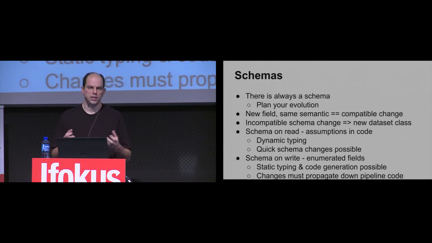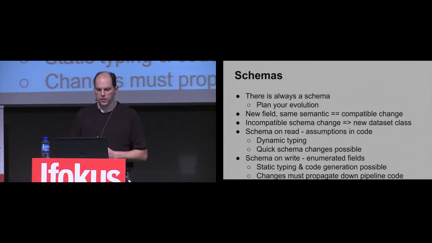Schemas. A schema is essentially the enumeration of different types of fields in your records. There's a word called schemaless, but there's no such thing as a schemaless data set. There's always a schema. It's either a schema on write: you enumerate the fields and the types when the data is written. Or there's a schema on read: there's an assumption in your code of what fields would be there and what types they would have. And whenever schemas change, they can change either in compatible ways, for example, adding fields, or in incompatible ways, like removing fields. If they change in incompatible ways, you need to define a new dataset class, or things will get complex. And that's why there was a version number in the earlier slide. That's a simple way to make a new class.